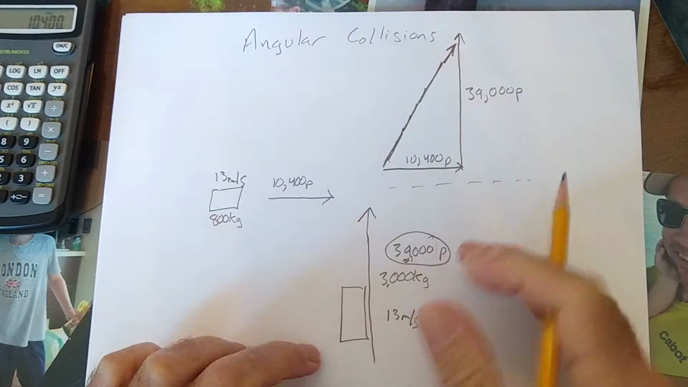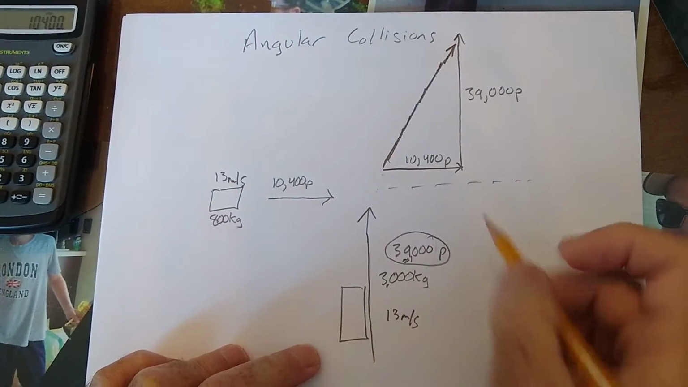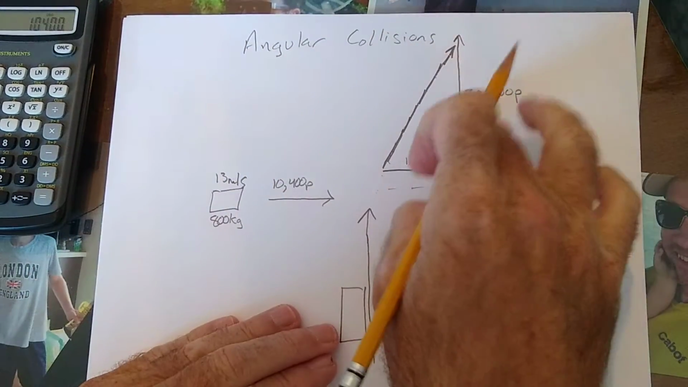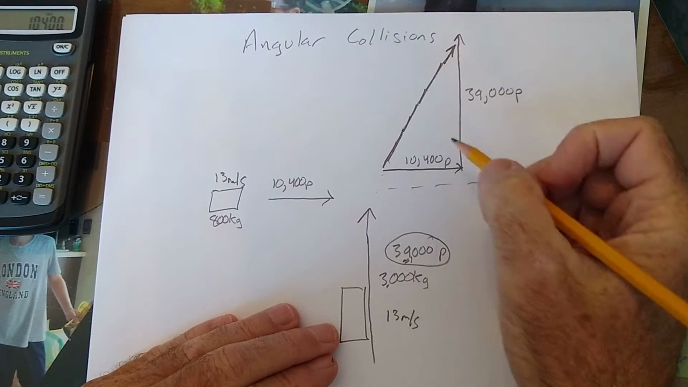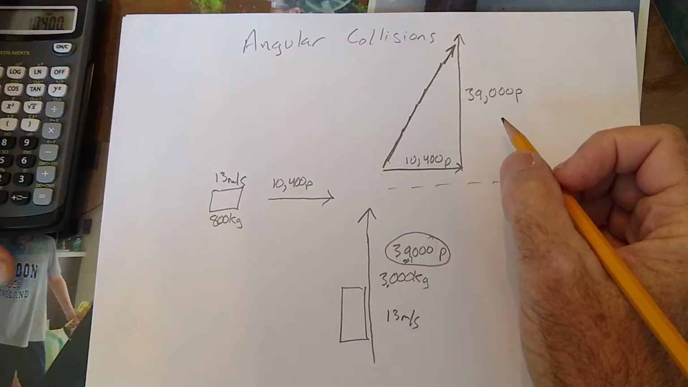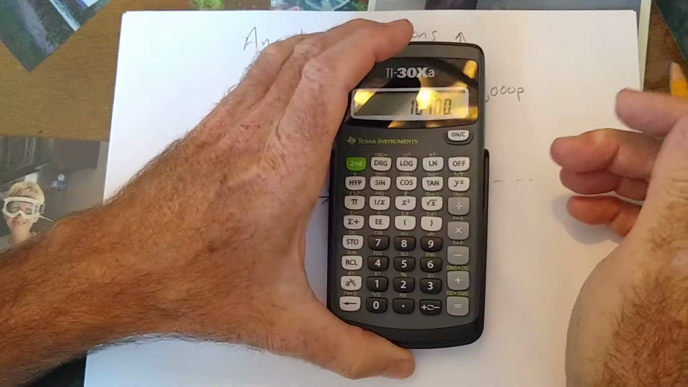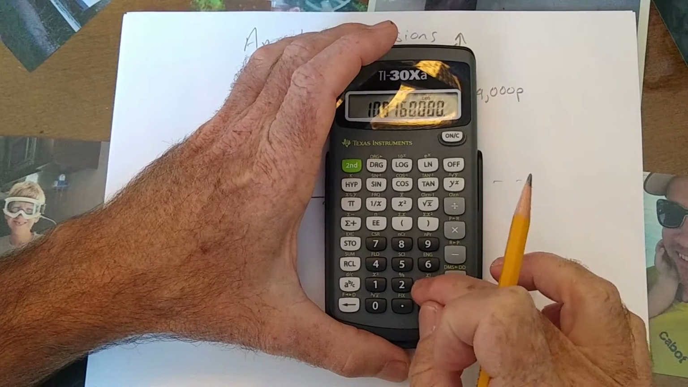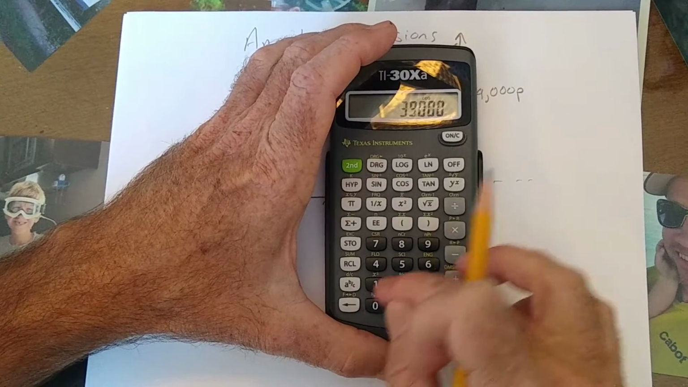going to be the hypotenuse. This is a right triangle. Since we're colliding at 90 degrees, our collision is going to be a right triangle. So we're going to use the Pythagorean Theorem. A squared plus b squared, 10,400 squared, plus 39,000 squared.